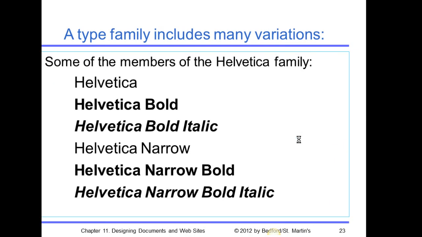A type family has a lot of variations. There's Helvetica. We have Helvetica bold. We may have bold italic. You might have it narrow, narrow and bold, narrow bold italic. We can do different things. It's all the same family of type, but each one is going to look quite different.